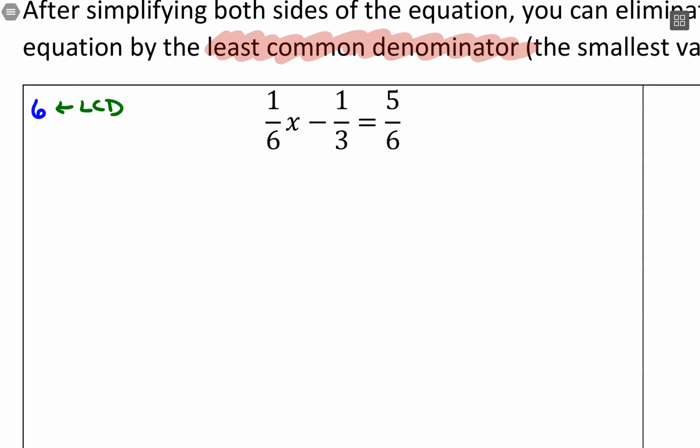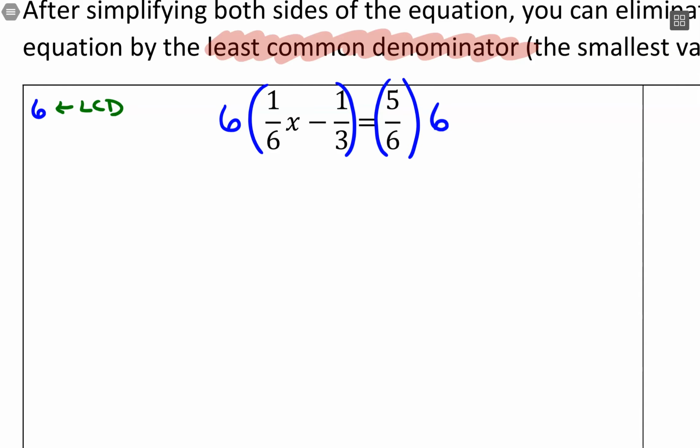So how I'm going to use this is I'm going to multiply absolutely everything in the equation by that least common denominator. Visually, I have this whole left-hand side of the equation, and I'm multiplying that by 6, and I have this whole right-hand side of the equation, and I'm multiplying that by 6. So that's my balancing piece, it's still balanced because both sides of the equation are being multiplied by the same thing.